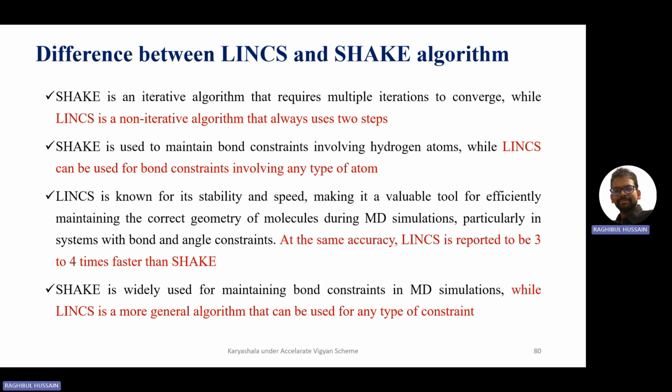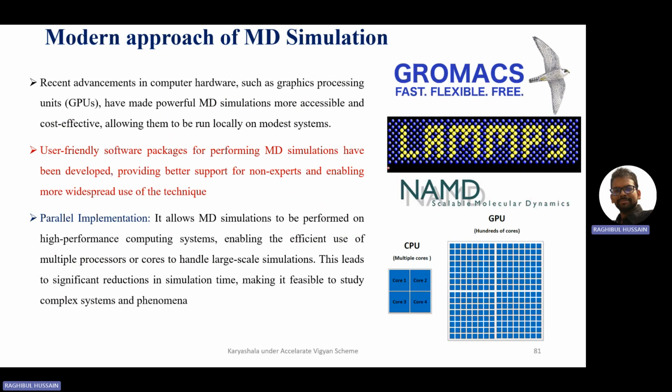LINCS is known for its stability and speed, making it a valuable tool for efficiently maintaining the correct geometry during MD simulation. But LINCS is reported to be 3 to 4 times faster than SHAKE. SHAKE is widely used to maintain the bond constraint in MD simulation, while LINCS is a more general algorithm that can be used for any type of constraint.